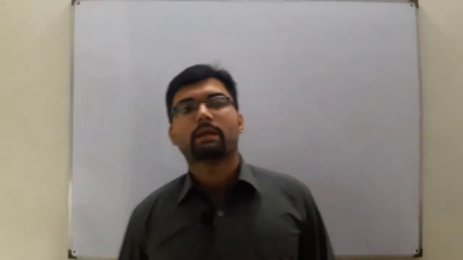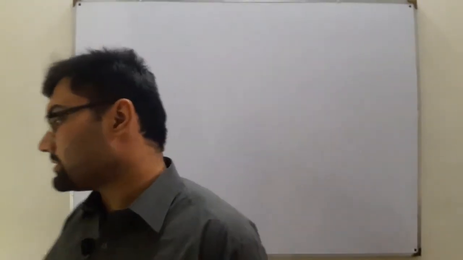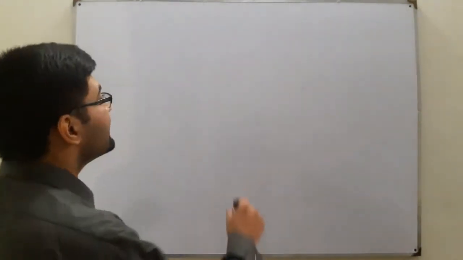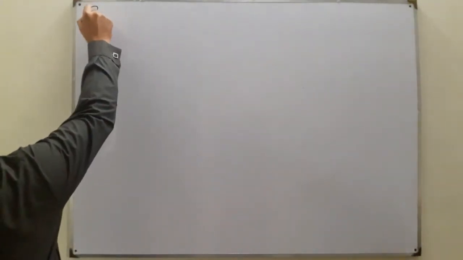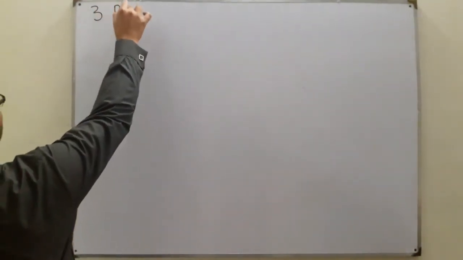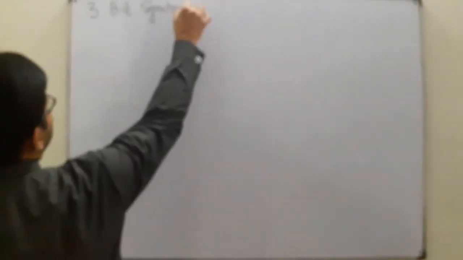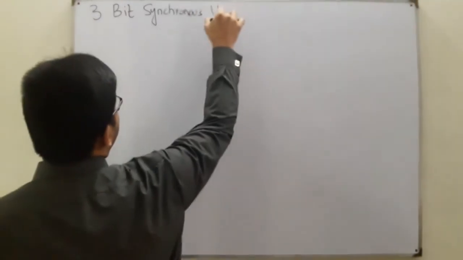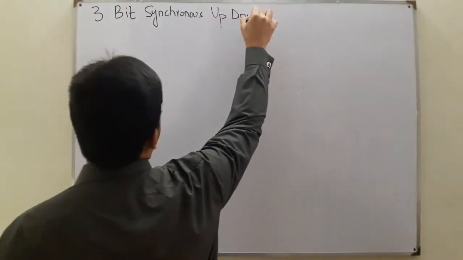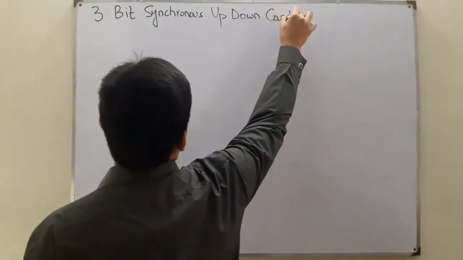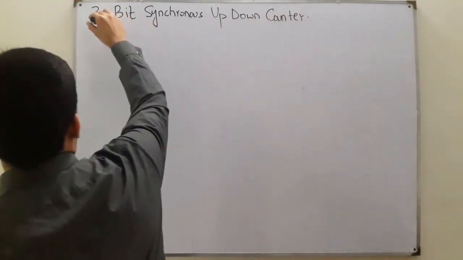Salaar Khan here. And today we see the ripple counter, which means the up down counter. So we see the 3-bit synchronous up down counter. We've seen this in the asynchronous part as well.